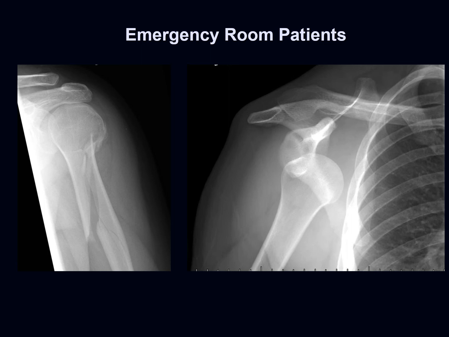Oftentimes, we have patients come to the emergency room due to an accident or injury. The image on the left is of a fractured humerus. The image on the right is of a dislocated shoulder.